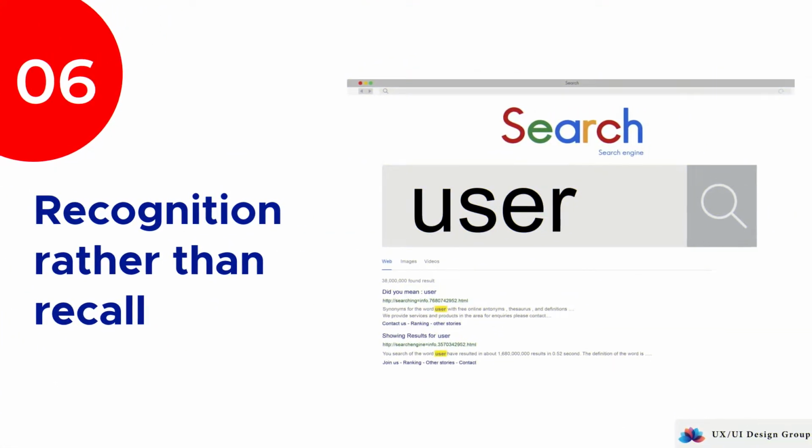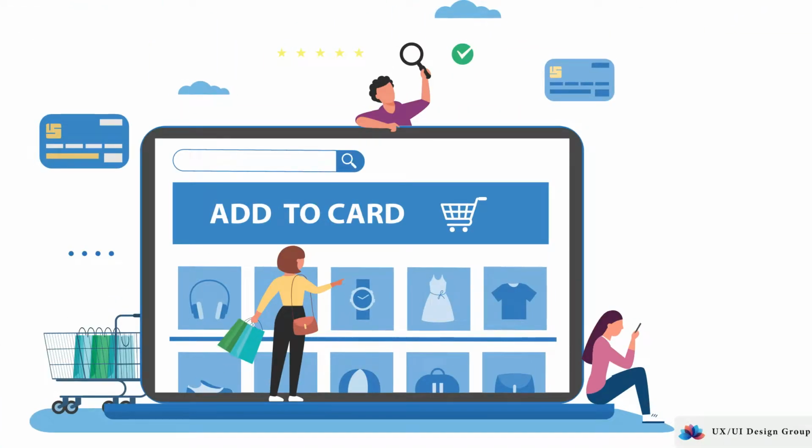Now let's jump to the sixth heuristic, that is recognition rather than recall. As a UX designer or usability expert, your focus should always be on how you can reduce the cognitive load on the user's mind, or how you can reduce the memory load on the user's mind while they take an action on your application or website. There are a number of examples to explain all these heuristics, but for this video, let's see a very simple example of a user shopping online.